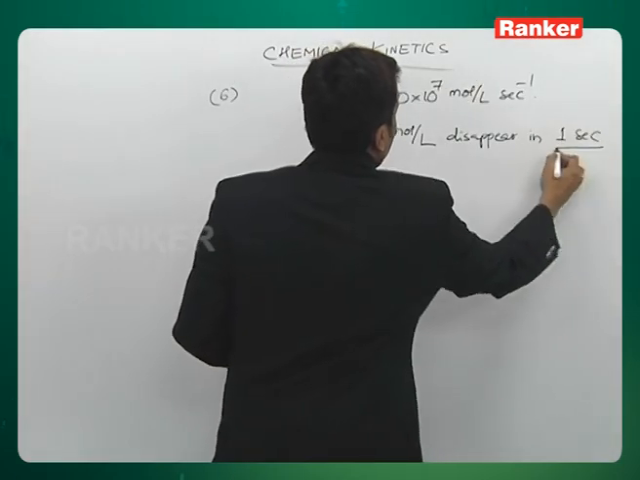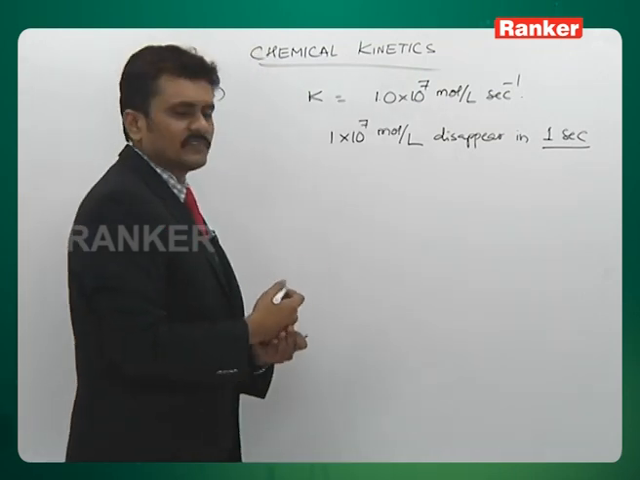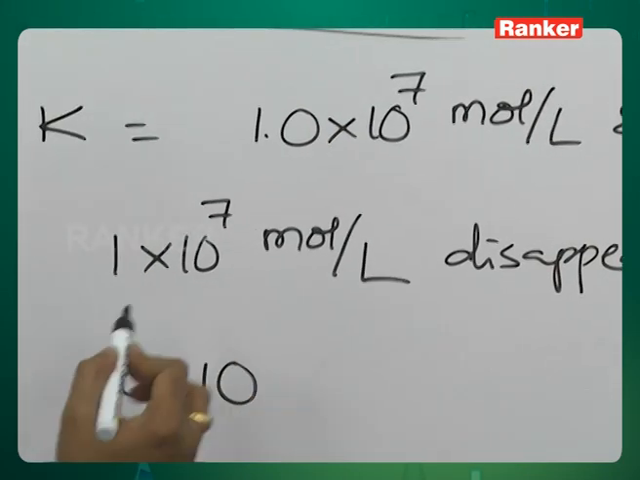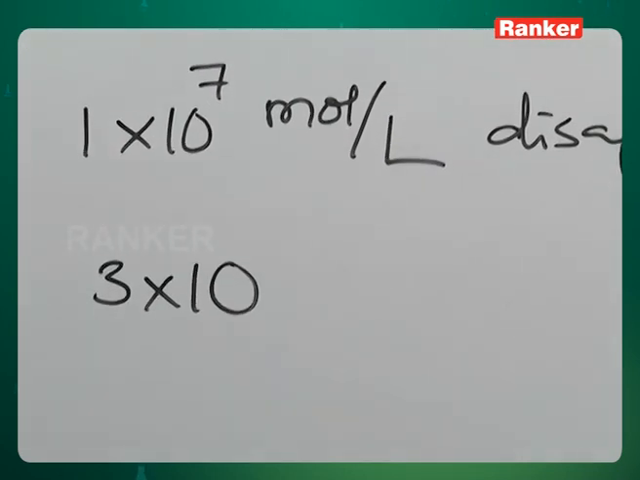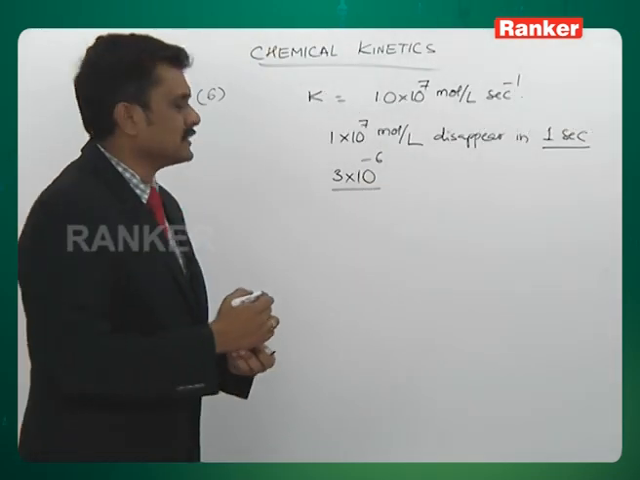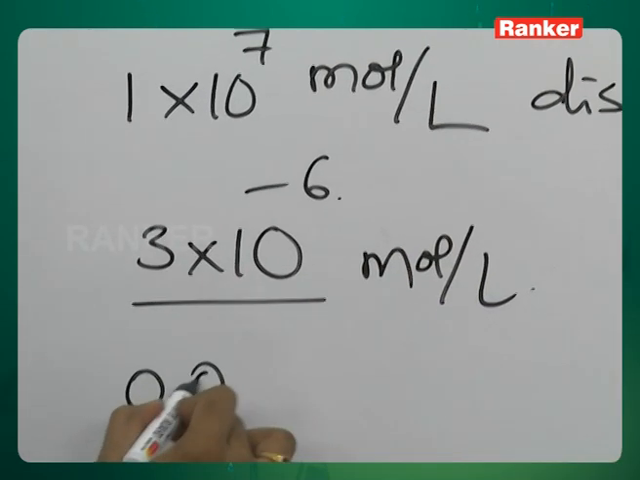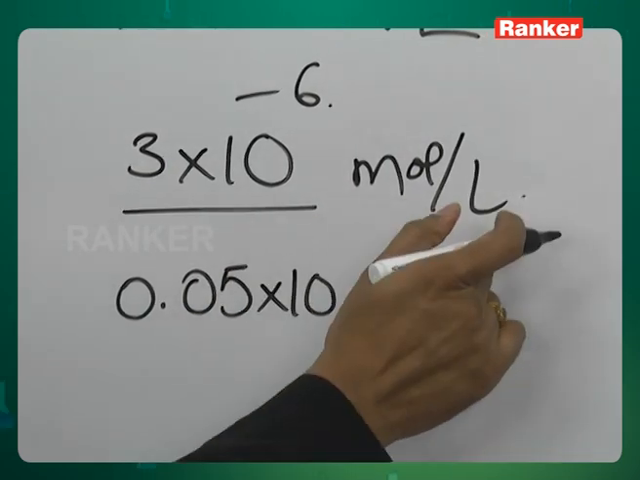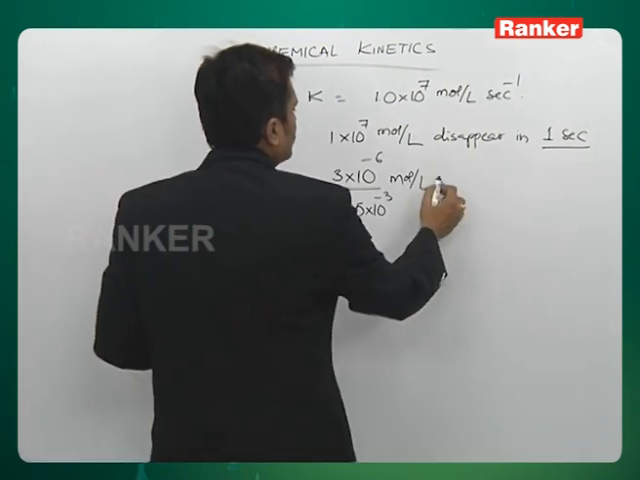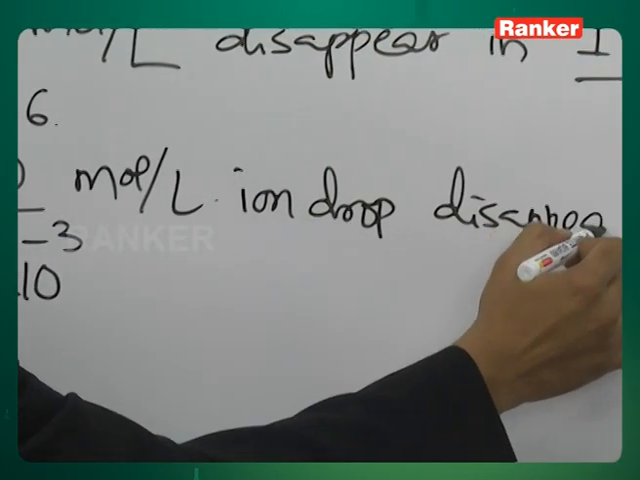So if such a drop, which has that much of H plus ion, disappears in 1 second, we have here one drop with a concentration equal to 3 into 10 to the power minus 6 mole of H plus present per 0.05 milliliter. I am converting 0.05 milliliter into liter by dividing it by 1000. You know that this H plus ion drop disappears in how much time?